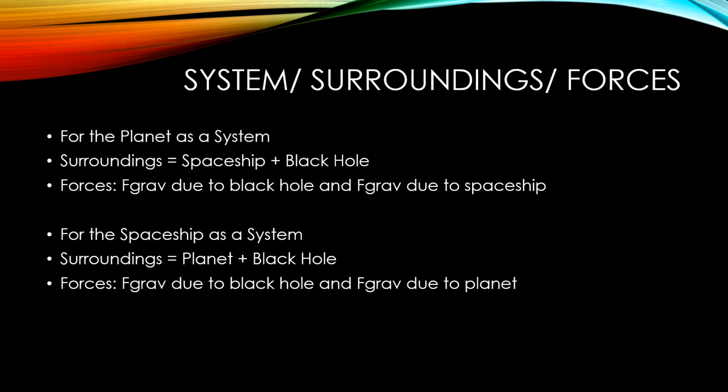So systems and surroundings for part 2. For the planet as a system, the surroundings are the spaceship and the black hole, and the forces are just the force of gravity due to the black hole and the force of gravity due to the spaceship. And then for the spaceship as a system, the surroundings are the planet and the black hole. The forces are the force of gravity due to the black hole and the force of gravity due to the planet.